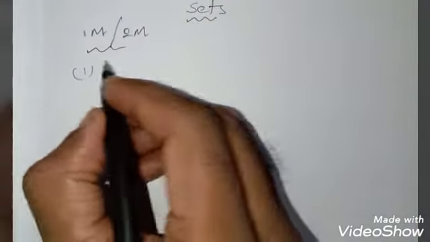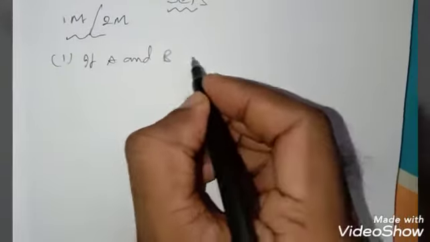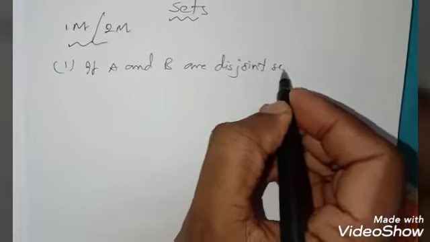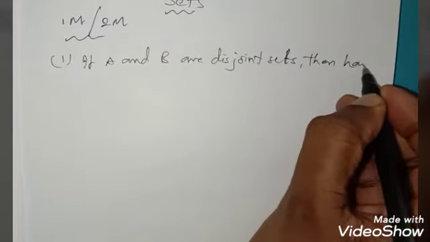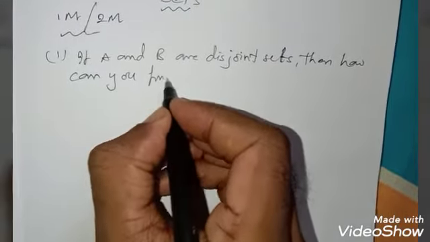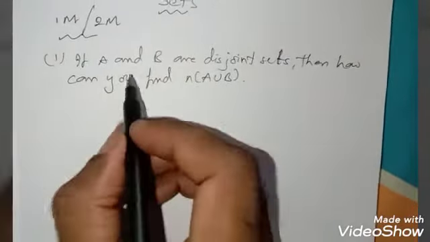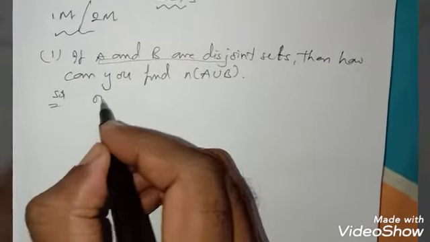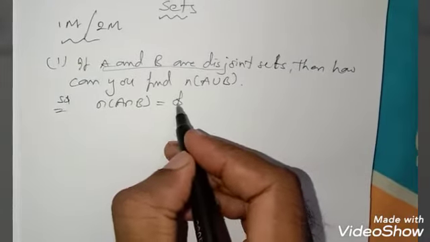In the first question, if A and B are disjoint sets, how can you find n of A union B? As per the definition itself, they have said that A and B are disjoint sets. So I can write n of A intersection B is equal to phi, that means the null set.